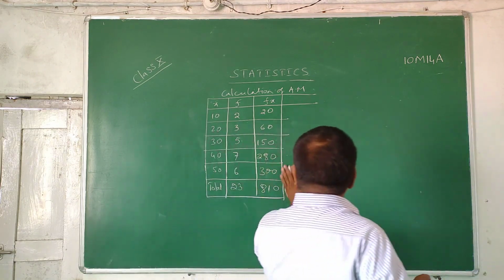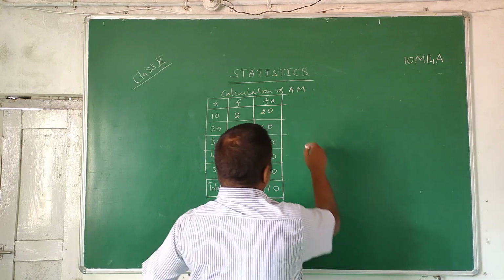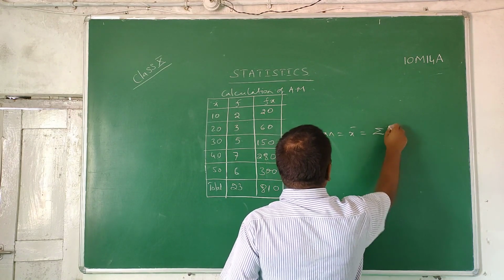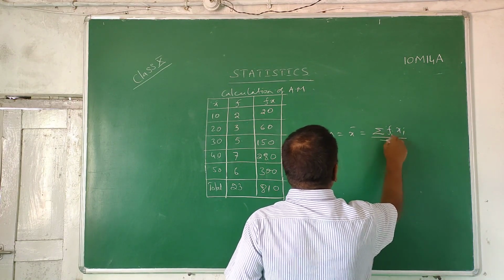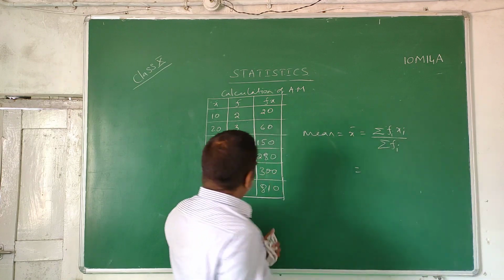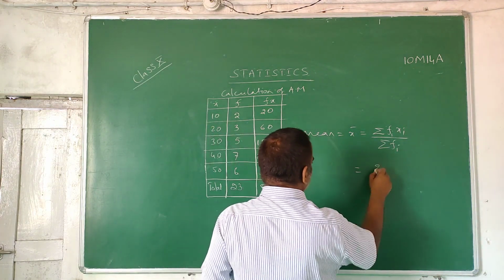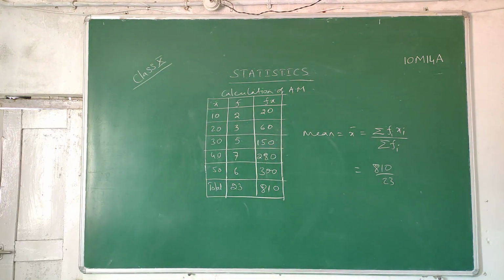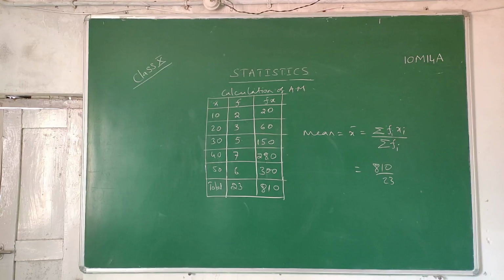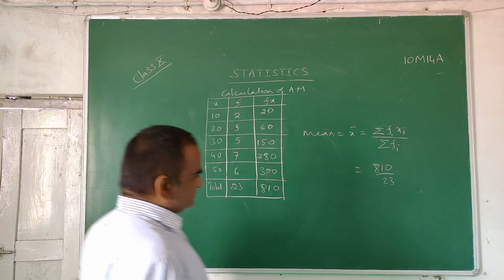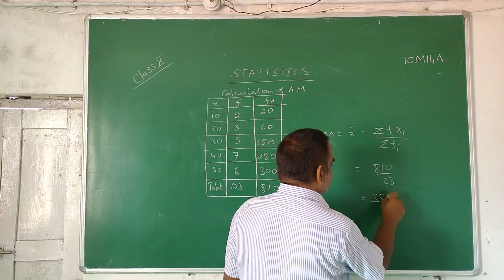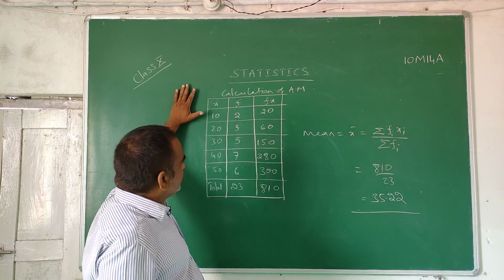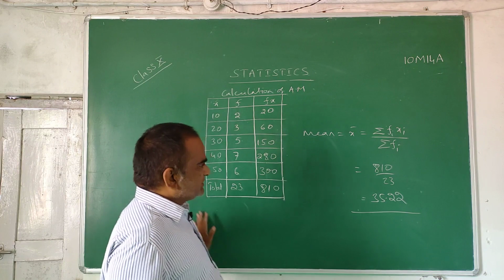So now the mean, denoted by x bar, is summation fi xi by summation fi. That summation fi xi you got is 810, by 23. Did you understand? This is the mean. So this quotient would be something like 35.22. So this is the mean. This is the procedure to calculate mean for ungrouped frequency distribution.